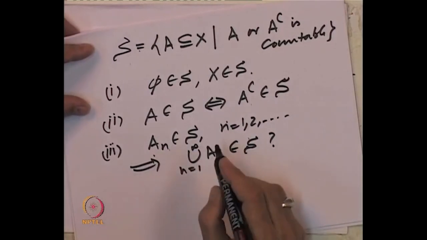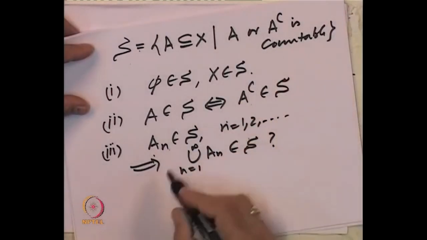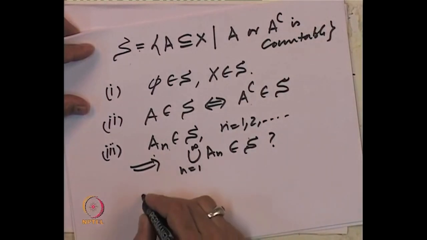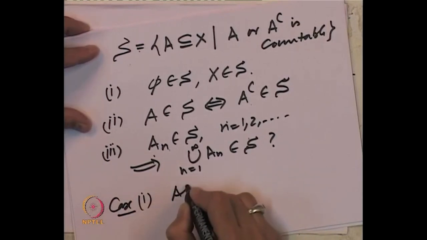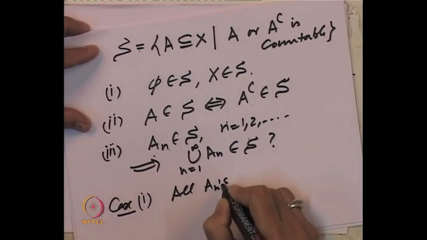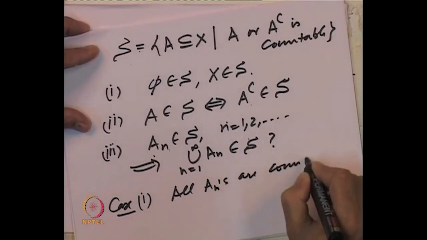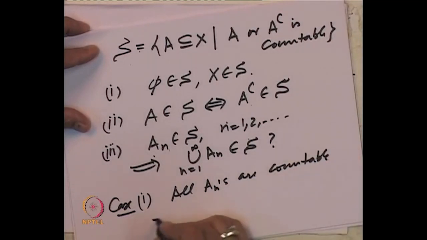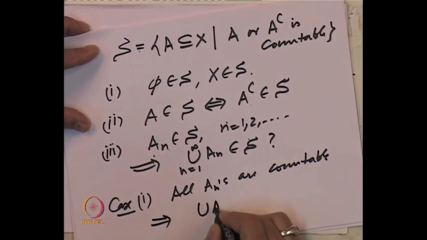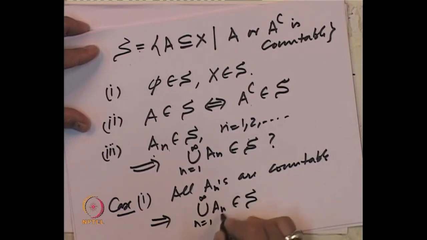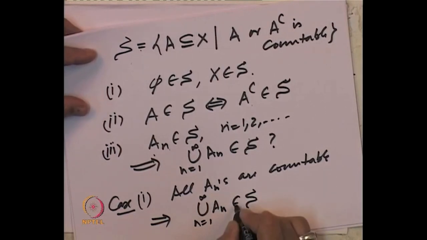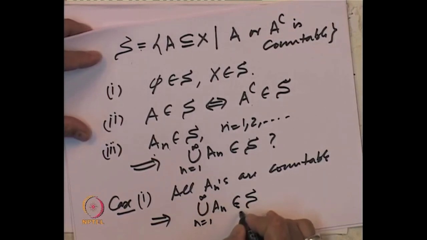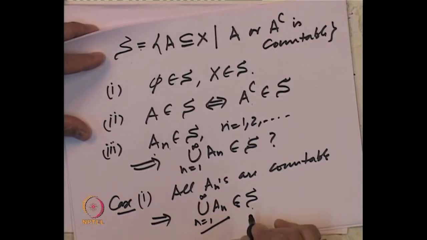So, obviously, like in the case of finite and complement finite, we have to divide it into cases. The first case, case 1: all A_n's are countable, but that will imply that the union of A_n's is also countable and hence belongs to S. Why is the union of A_n's countable? Because a countable union of countable sets is countable, that is a set theory property. So, this set is countable, so it belongs to S.